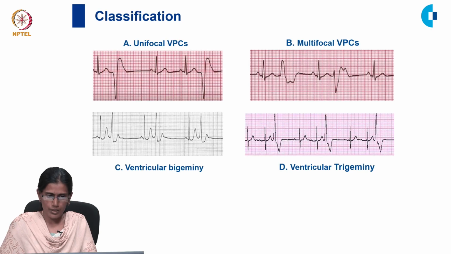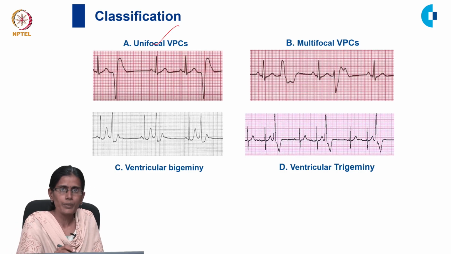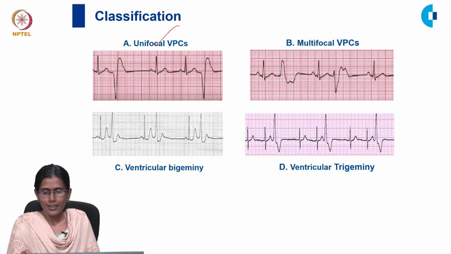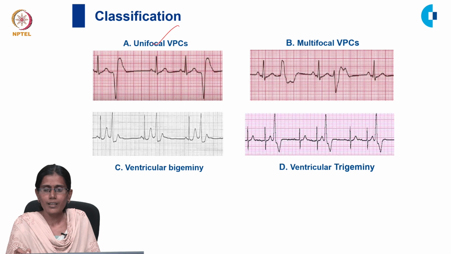These are the few terminologies used to describe ventricular ectopics. What is the meaning of unifocal ectopics? In a rhythm strip, all the QRS complexes will be similar. Okay, this means they have started from a single focus. And in multifocal VPCs, in a rhythm strip, the QRS morphologies will be different. It means there are multiple foci within the ventricles.